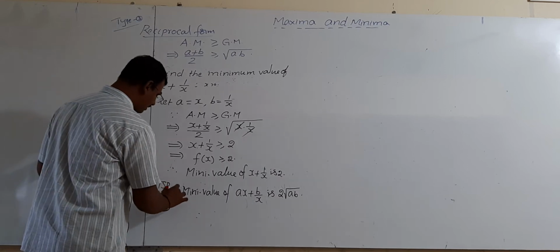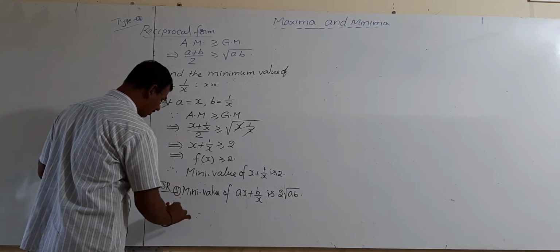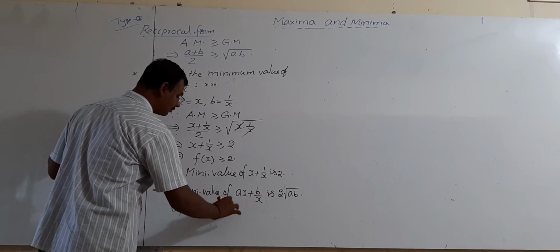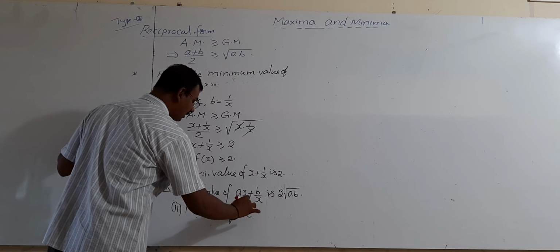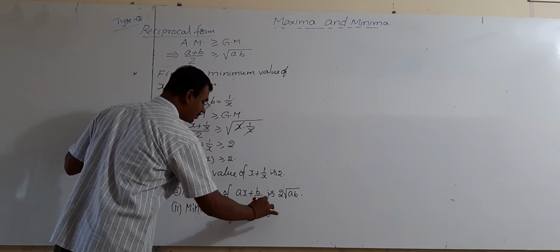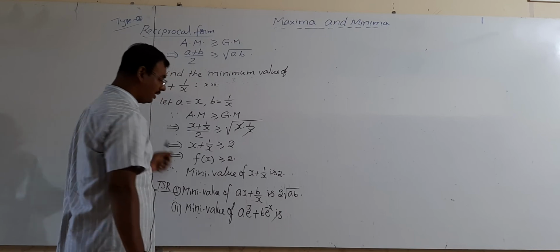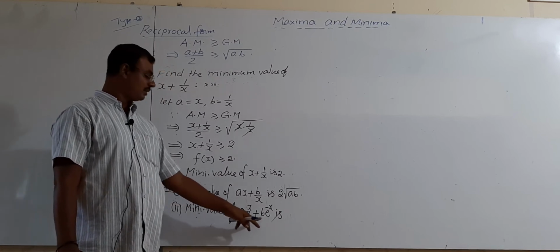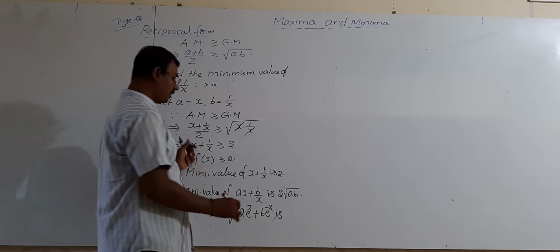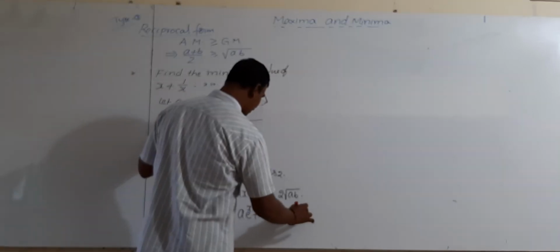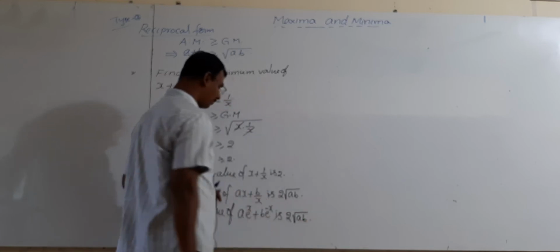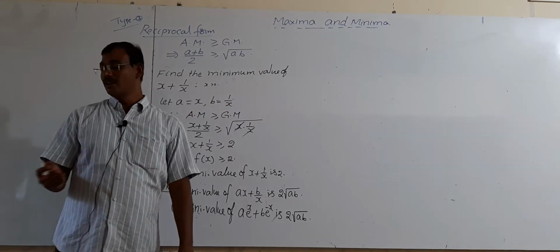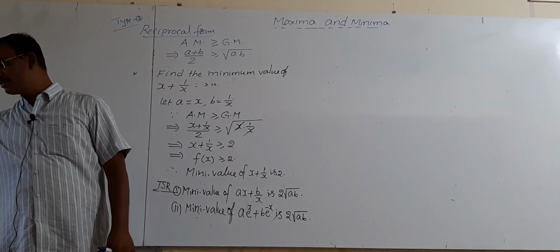Not only like this, you can remember one more result also here. What is the minimum value of a into e raised to x plus b into e raised to minus x? Because e raised to minus x is the reciprocal term of e raised to x, that is 2 into square root of ab only. So the method is like this, you remember that. Trigonometric forms are also there. Some textbook questions I will give.